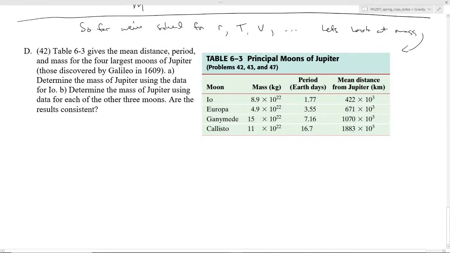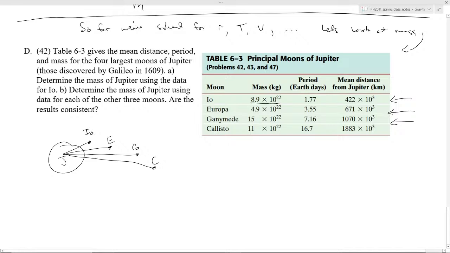So this is kind of a cool question. If we were in class, what I would have us do would be to do this for these different data sets and compare. But what we have here is a table that lists some of the moons of Jupiter. If we want to visualize this, we have Jupiter, and these moons have different size orbits, different radii. There's Io and Europa and Ganymede and Callisto. And we're given the masses of each of those and the period T, as well as the radius for each orbit.